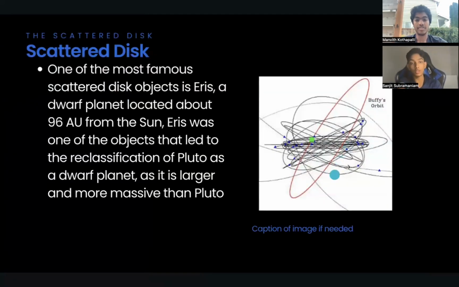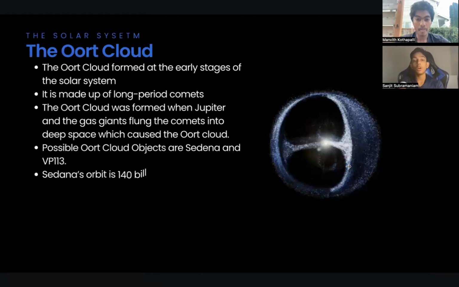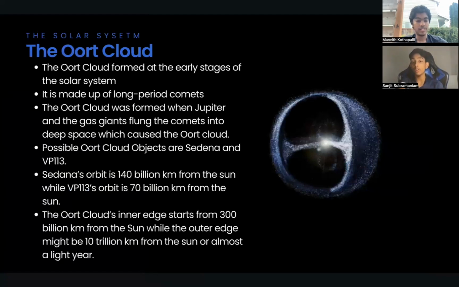The Oort cloud formed at the early stages of the solar system. It's made up of long period comets. The reason why the Oort cloud was formed is because Jupiter and the gas planets flung the comets into deep space, which caused the Oort cloud. The Oort cloud contributed to a lot of the long period comets which we've observed, where they have very irregular, long, and parabolic orbits. These comets can be very dangerous as they can cause an extinction level event, like the dinosaurs. What happened to the dinosaurs?